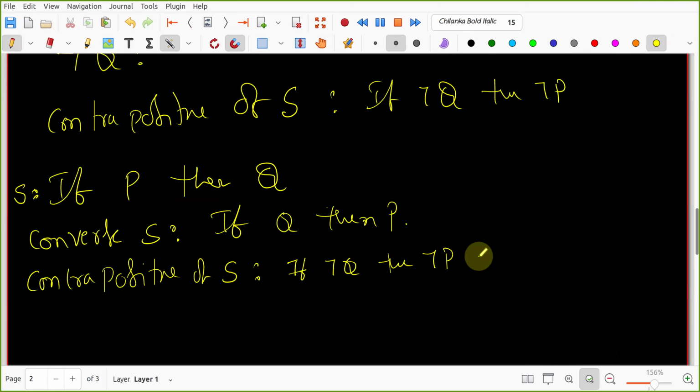I told you it should be if negation P then negation Q? No, this is what contrapositive means. Okay, this is the definition. Contrapositive means this: if negation of Q, then negation of P.